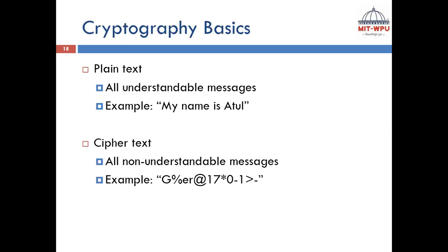If you go for the cryptographic basics, we'll find there are two main entities called the plain text and the ciphertext. Plain text is the understandable or original message, and ciphertext is the non-understandable message, which has been modified or transformed from the normal form to an unreadable one.